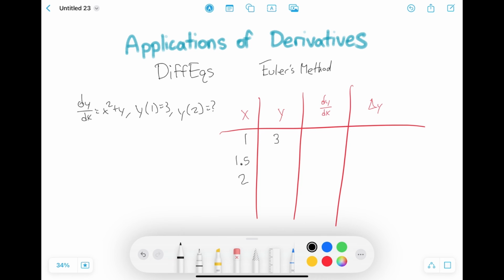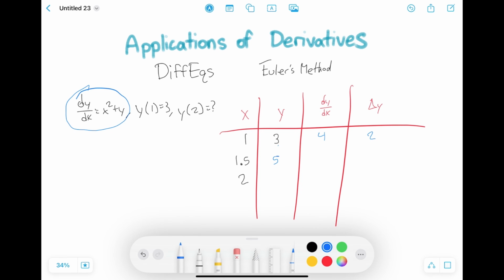Our first step is going to be taking this x equals 1 and y equals 3 and using our dy over dx equation to solve for the instantaneous slope. In this case, it's 4. Then we would find the change in y. Since we're stepping forward by 1/2 in the x direction, we multiply 4 by 1/2 to get 2, and then we just add this to our starting y value. And then we would just keep doing this as many times as we need.